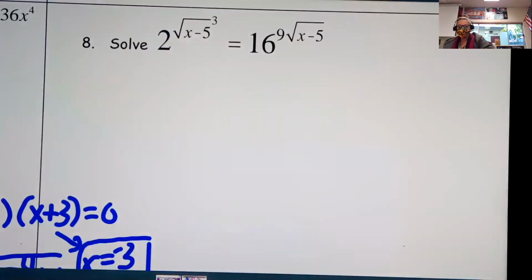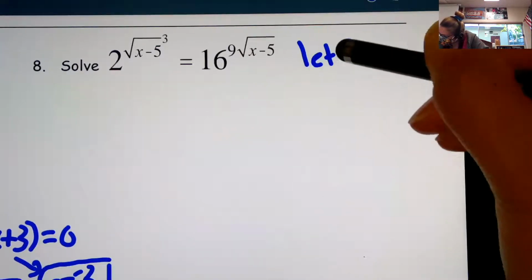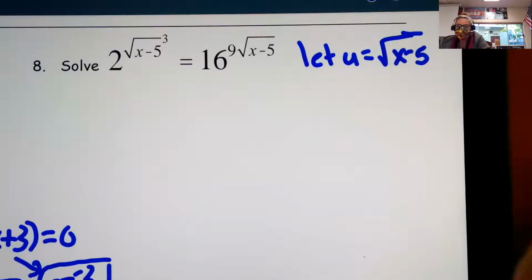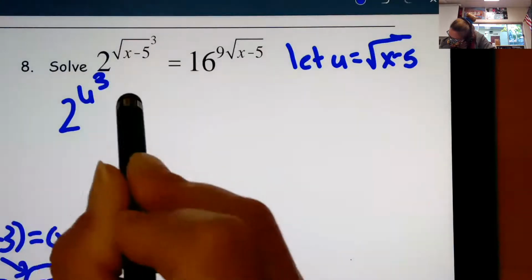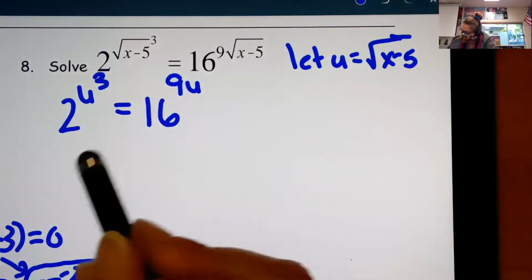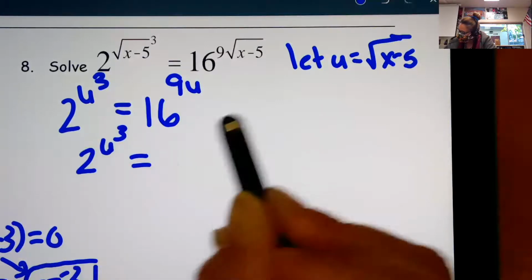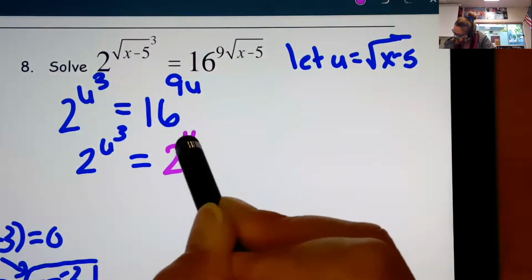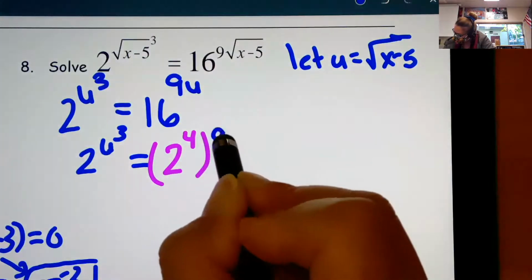So this is one of those let u equal. So I am going to let u equal the square root of x minus 5. Okay, that's what u is going to be. So I'm going to rewrite this as 2u to the 3rd, 16, 9u. Now I'm going to try to get both of these to be 2 to a power. So it's going to be 2 to the u to the 3rd. My 16 is a 2 to the 4th. And that is being raised to the 9u.